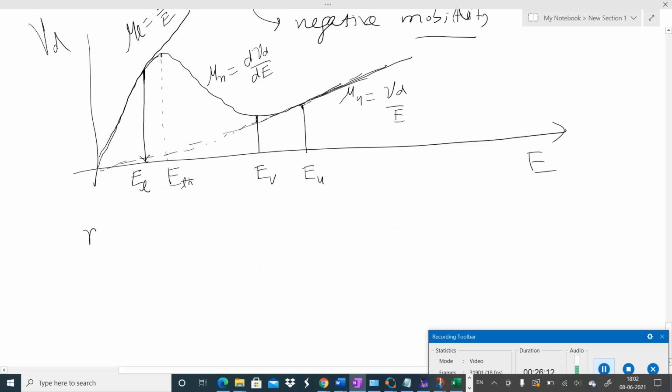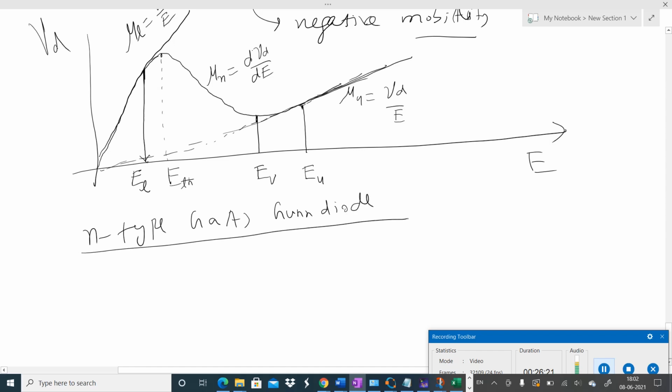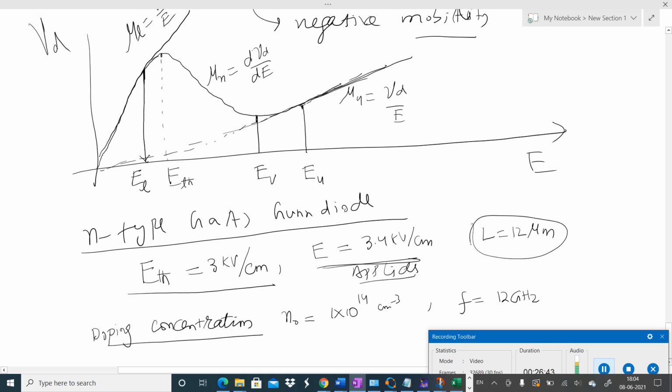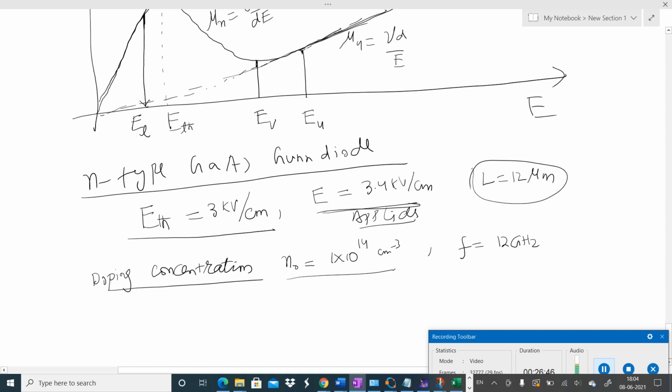Suppose you have an n-type gallium arsenide Gunn diode, which has these properties. We are given the threshold electric field, the field after which the device exhibits negative resistance, that is 3 kV per centimeter, and the applied electric field, which should definitely be greater than the threshold electric field, 3.4. Length of device 12 micrometer. Doping concentration 10 to the power minus 14 per volume, and the frequency of operation is 12 gigahertz.